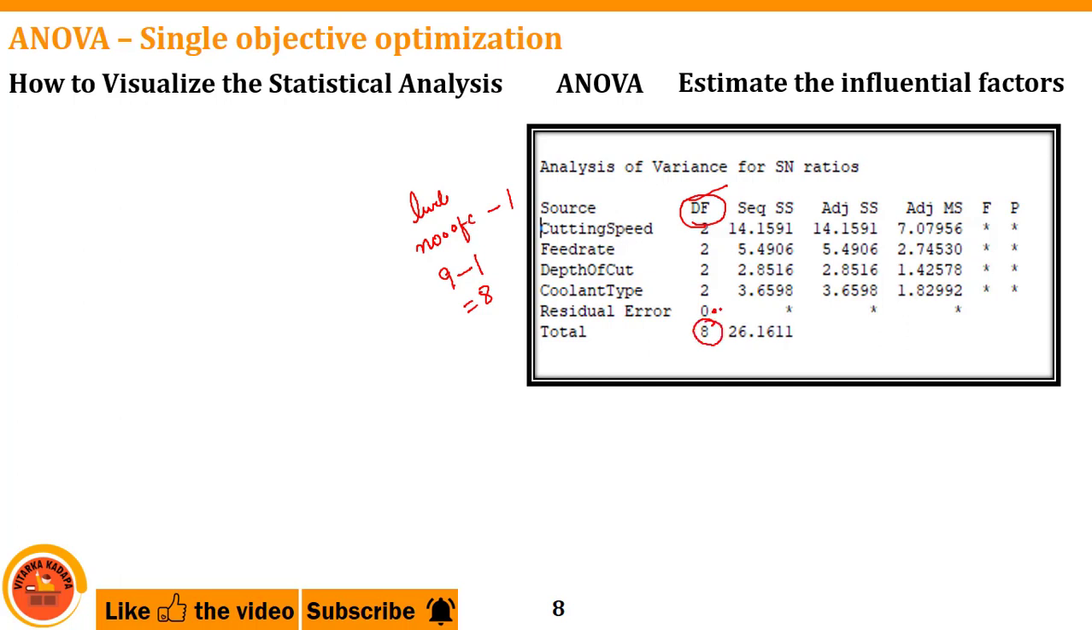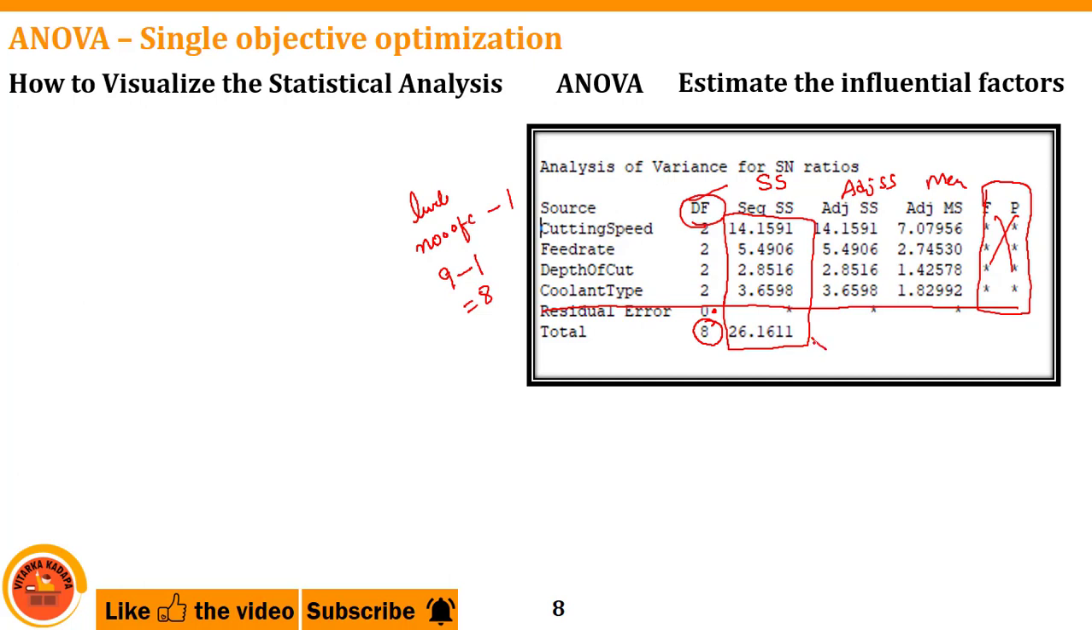So the residual error is 0. So now we can omit this line. Here we did not get the F value and P value also. So omit this particular line. Okay, not necessary for us right now. And this is the sum of squares, SS. Okay, as you can remember, we have discussed the sum of squares for treatments in the ANOVA video. Adjusted sum of squares and adjusted mean squares. So from here, this is our most important thing: how we have to estimate which is the influential factor.